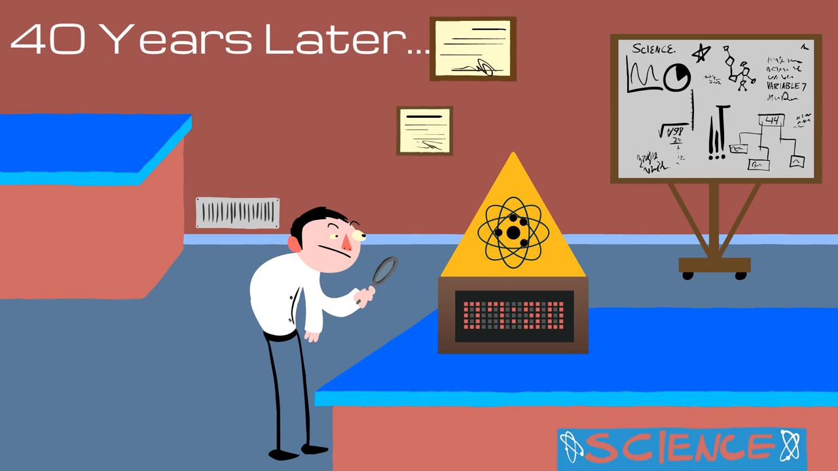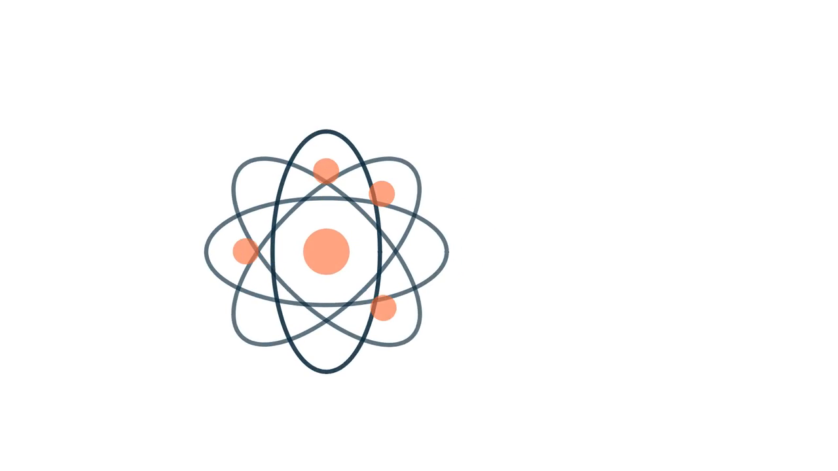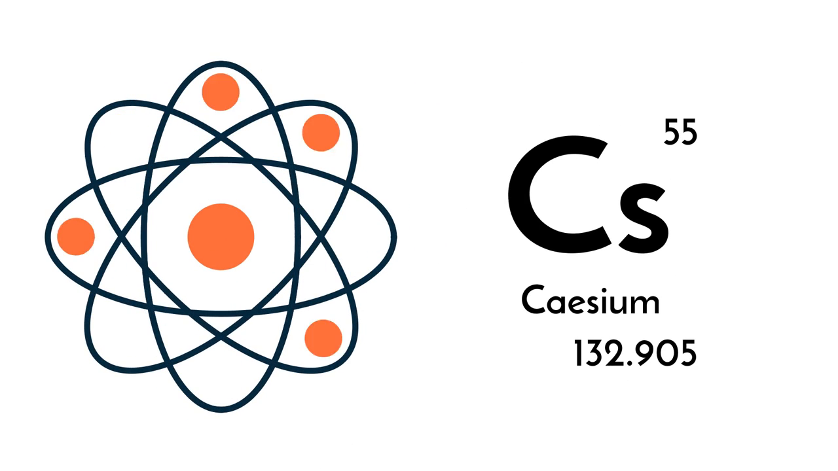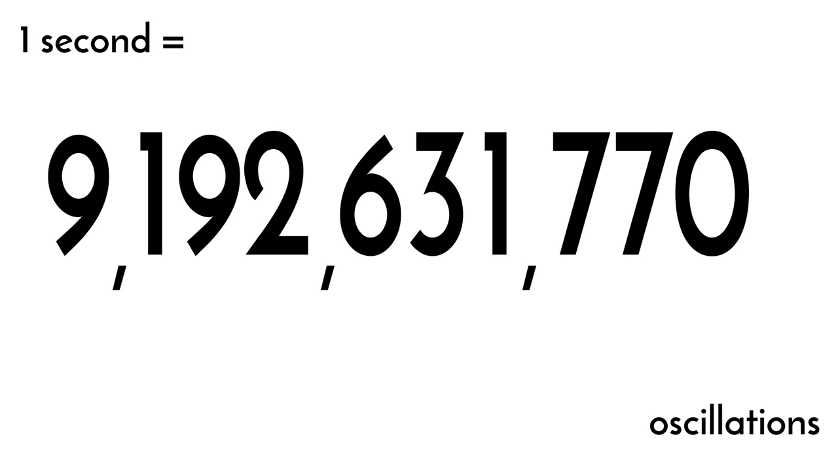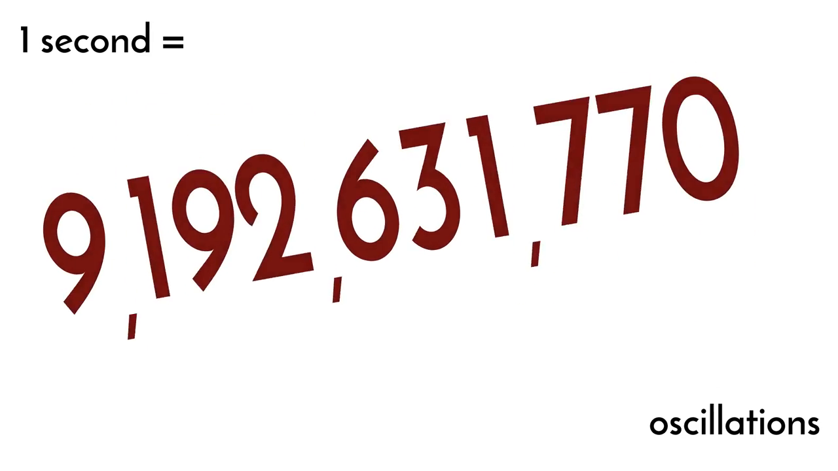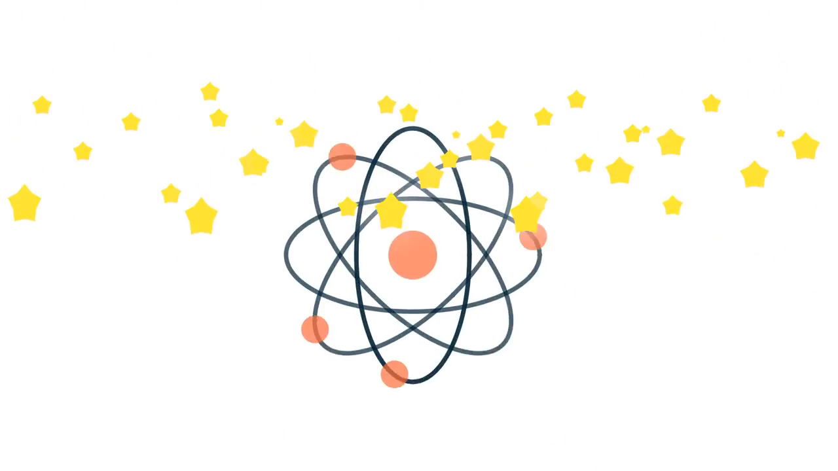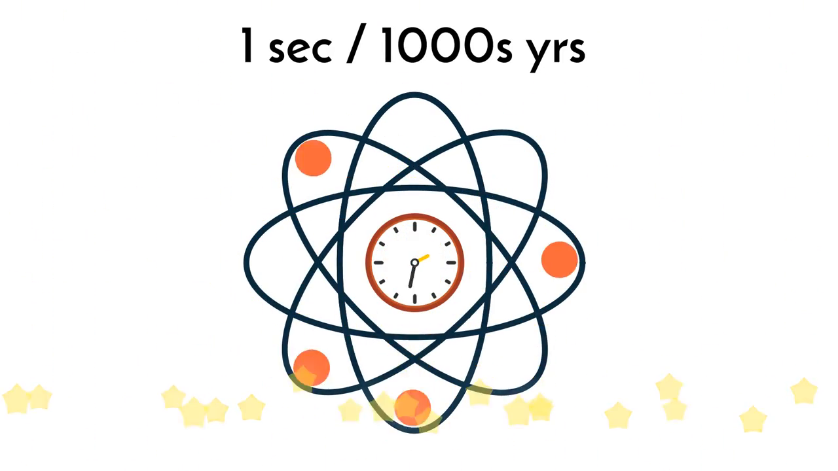Nearly 40 years later, the first atomic clock was built, creating a new time standard. The cesium element was used to measure time. 1 second represented 9,192,631,770 oscillations of cesium atoms' resonant frequency, making these clocks extremely accurate within a second over many thousands of years.